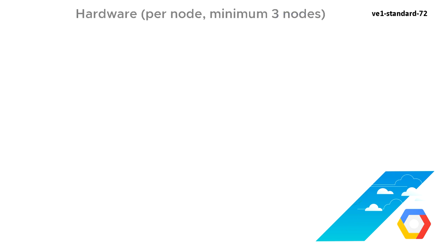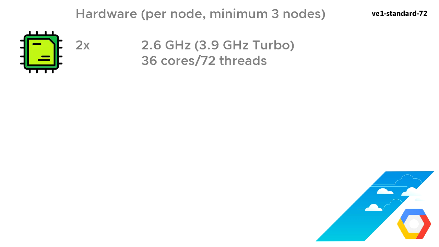So onto the hardware itself. So per node, and remember there's a minimum of three nodes, and if you're familiar with GCP compute and storage and networking, this is equivalent to a VE1 standard 72. So this may change, but at the time of launch, that's what it was equivalent to. So from a compute point of view, each node contains two processors that run at 2.6 gigahertz, and they are 36 cores and 72 threads. Each node, and again, three of them because of the vSAN, has got 768 gig of RAM.